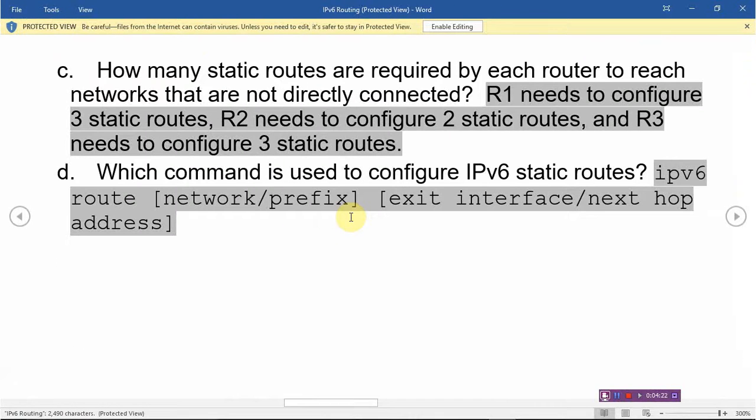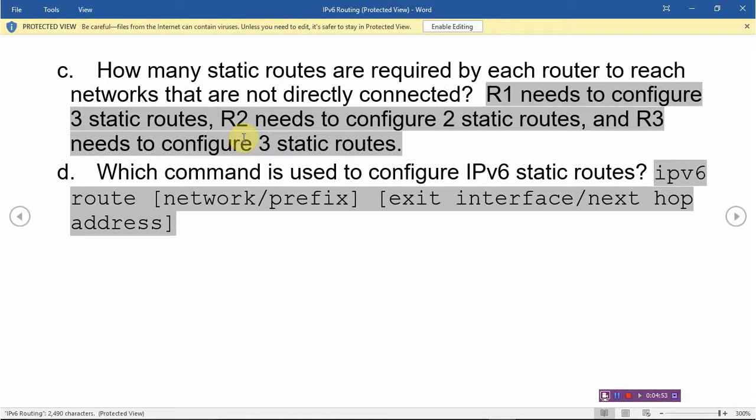How many static routes are required by each router to reach networks that are not directly connected? R1 needs to configure 3 static routes because it has to reach the other 3 networks which are hidden. R2 needs just 2 static routes because it is directly connected with 3 networks. R3 is also directly connected with 3 networks, so it needs the other 3 static routes.